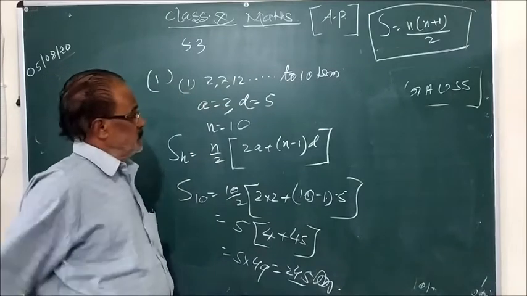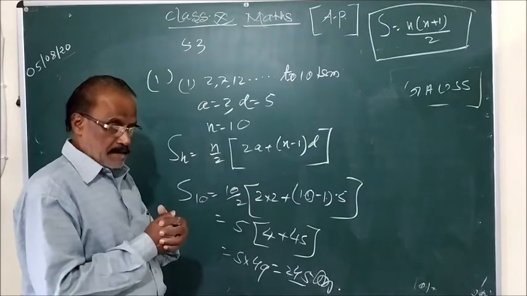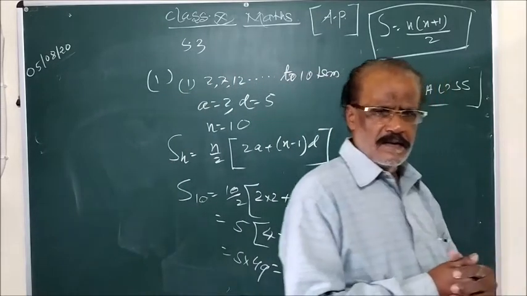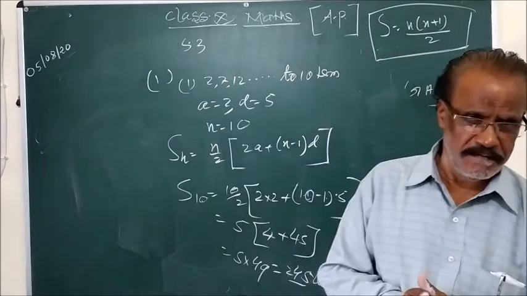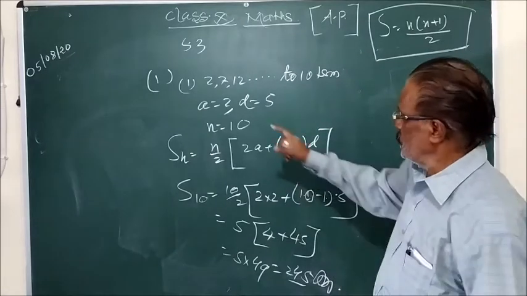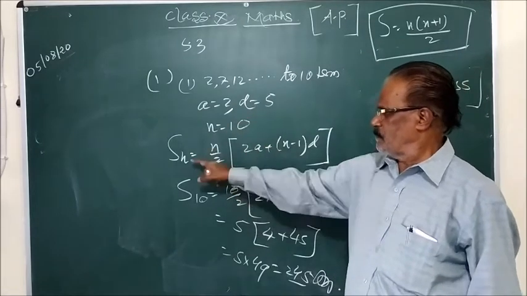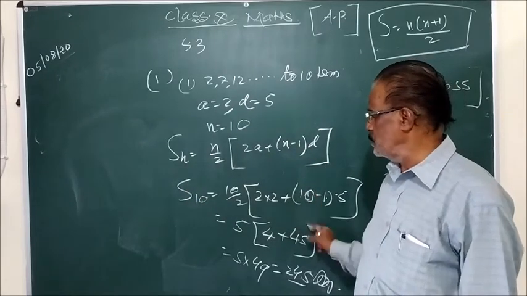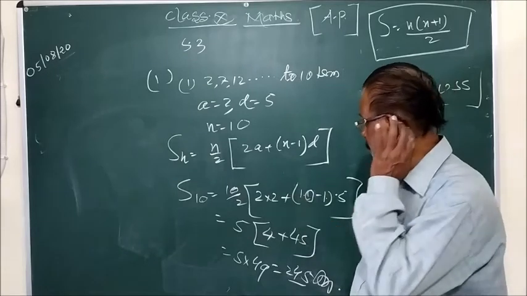Now you see, if you know three terms of this formula, you can find any fourth term. So we know here a, d and n, we have to find the sum. Formula, you put the values, simplify, you will get the answer.